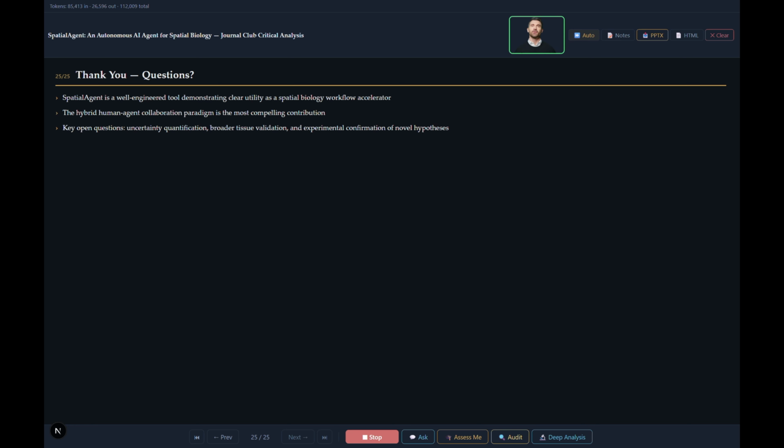To summarize, SpatialAgent demonstrates that LLM-based autonomous agents can genuinely accelerate spatial biology workflows and collaborate productively with human experts. The hybrid collaboration results are the most compelling finding. However, the paradigm shift claim needs stronger support through broader validation, uncertainty quantification, and experimental testing of the novel hypotheses.